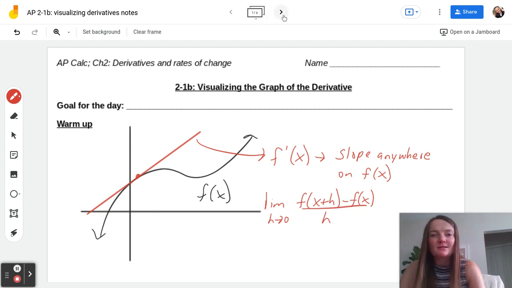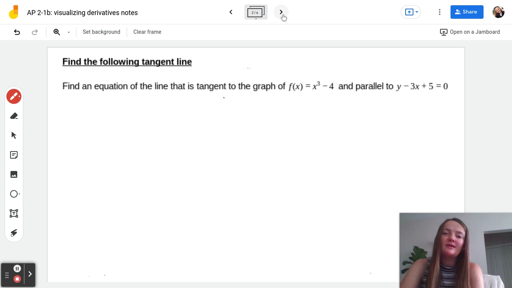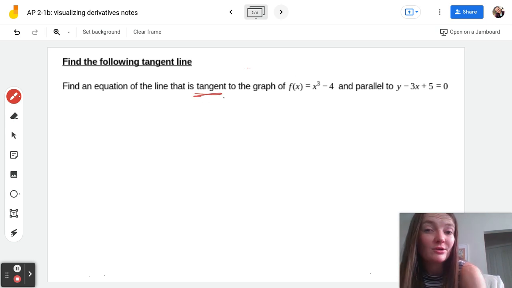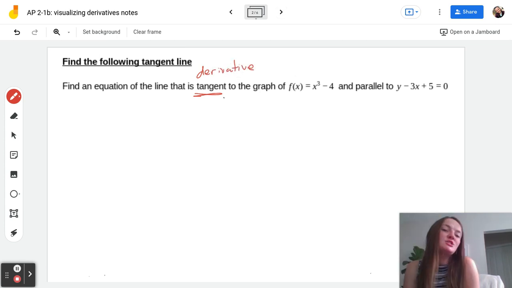All right, let's go ahead and practice. For this first one, find the following tangent line. The best thing we can do for this problem is draw a picture. It says find the equation of the line that is tangent. When I hear the word tangent in calculus class, I'm going to write the word derivative because it doesn't hurt. That is tangent to the graph of x cubed minus 4 and parallel to y minus 3x plus 5.